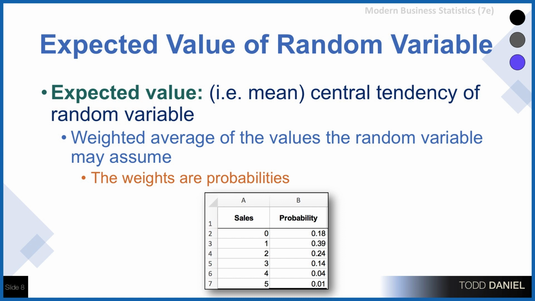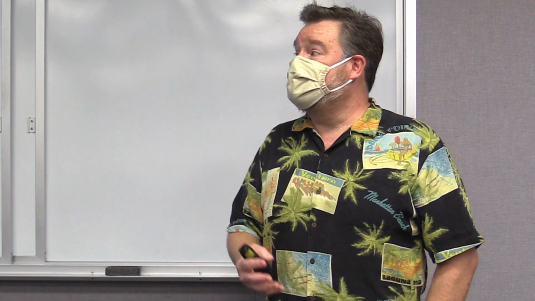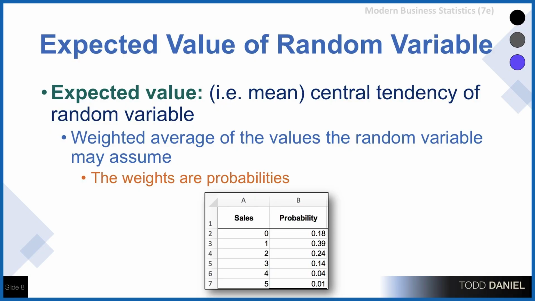So if we were going to calculate a mean, we would multiply the sales number by the probability, and we would use that for calculating our mean. And we're going to get a chance to do that using Excel here a little later.